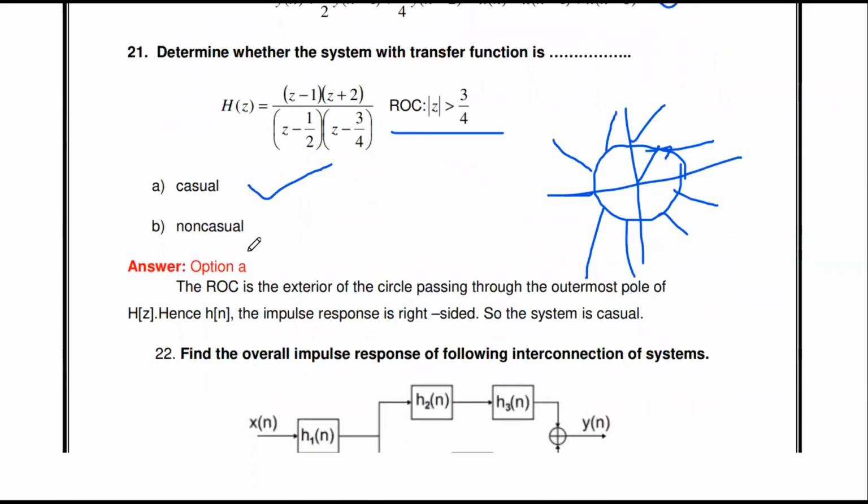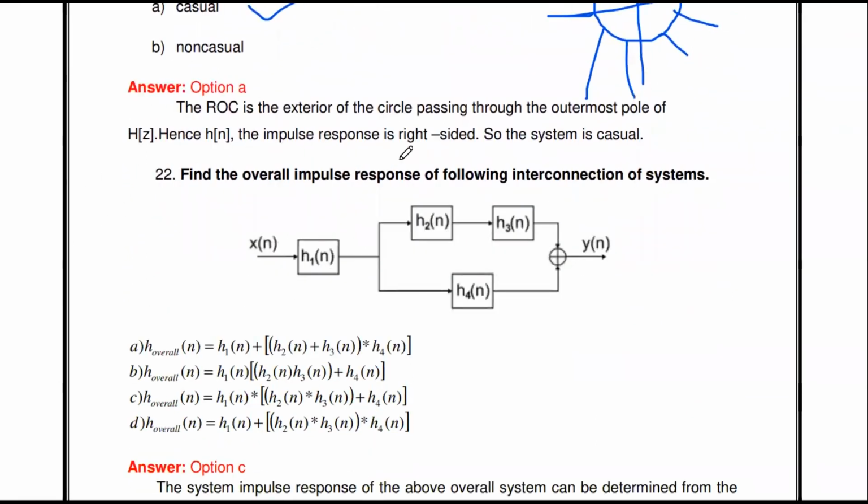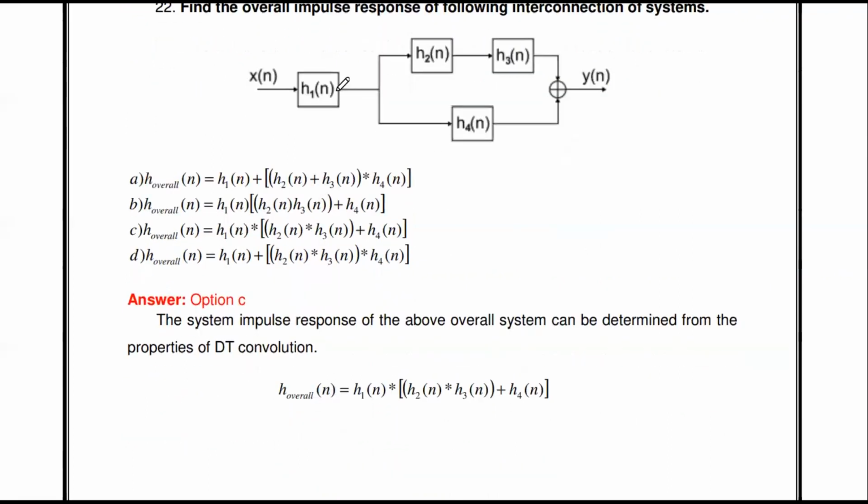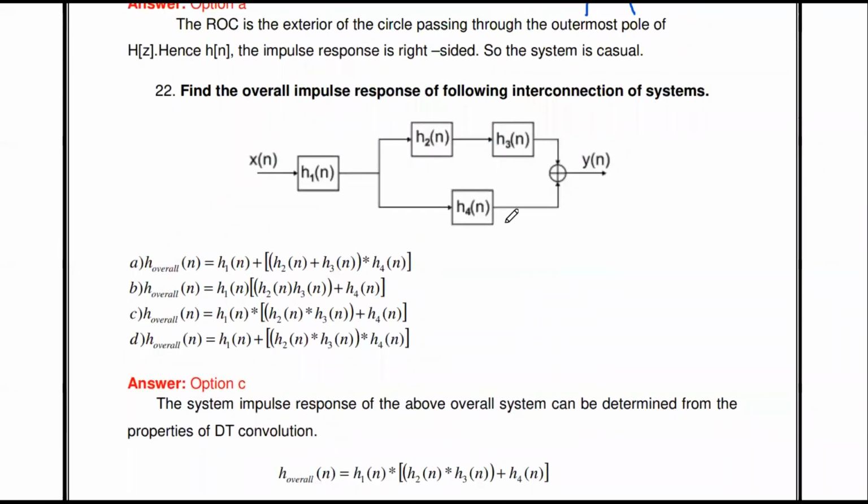Then the next question: find the overall impulse response of the following interconnection of systems. We discussed a similar question in a previous video also; we solved one problem. Similarly here, a different connection is there. Here the four systems are connected in a cascade and parallel manner, so we have to find the overall impulse response.